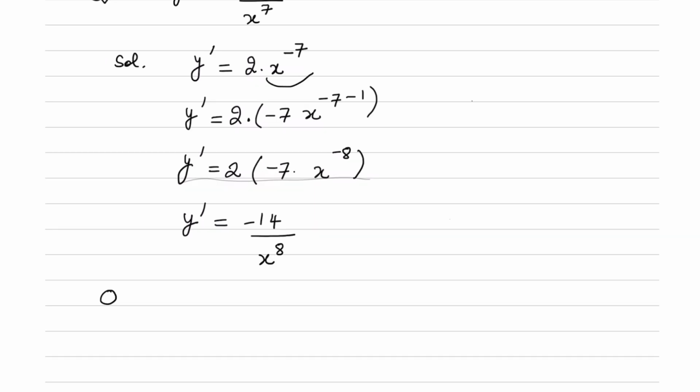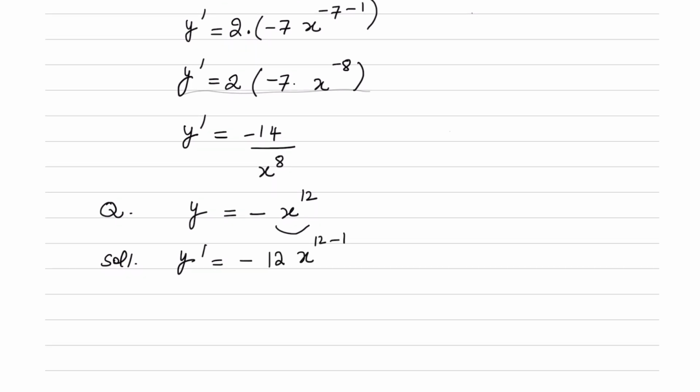Let's look at this question. You have to find the derivative of the function y, and the function is described as minus x to power 12. Now to find the derivative, you keep minus as it is, or it is minus 1, and then apply the power rule on x to power 12. It gives you 12 x to power 12 minus 1, which gives you minus 12 x to power 11.